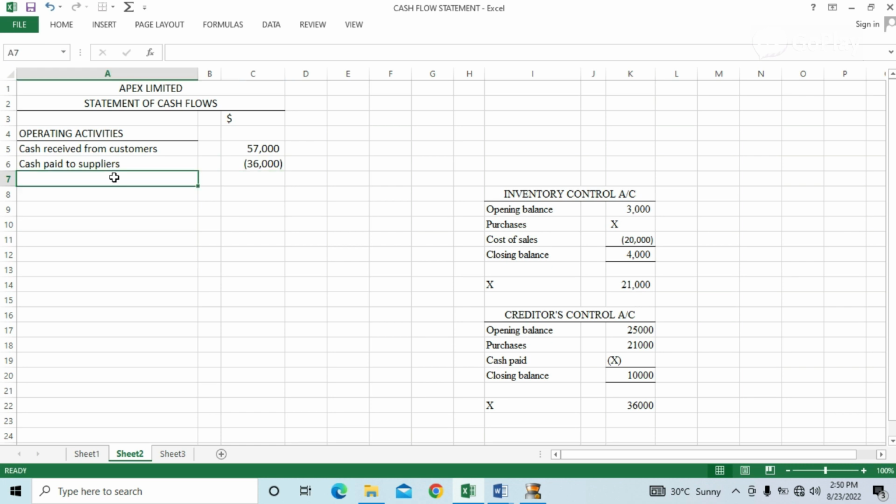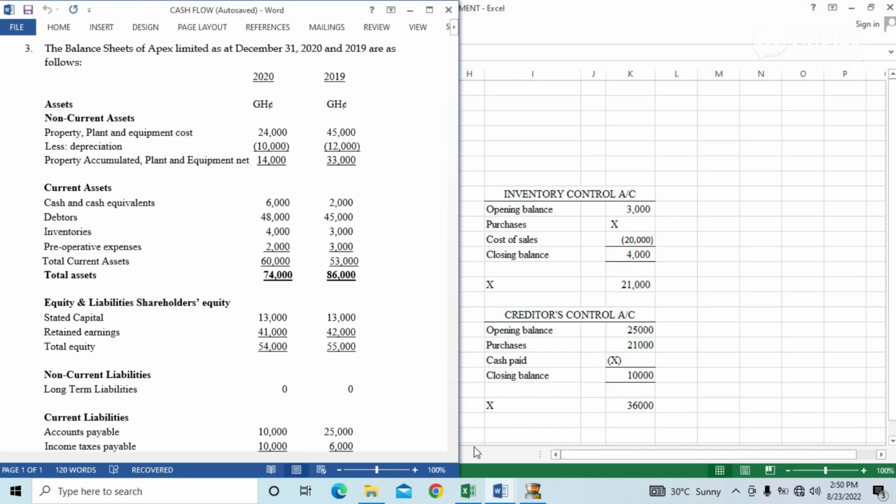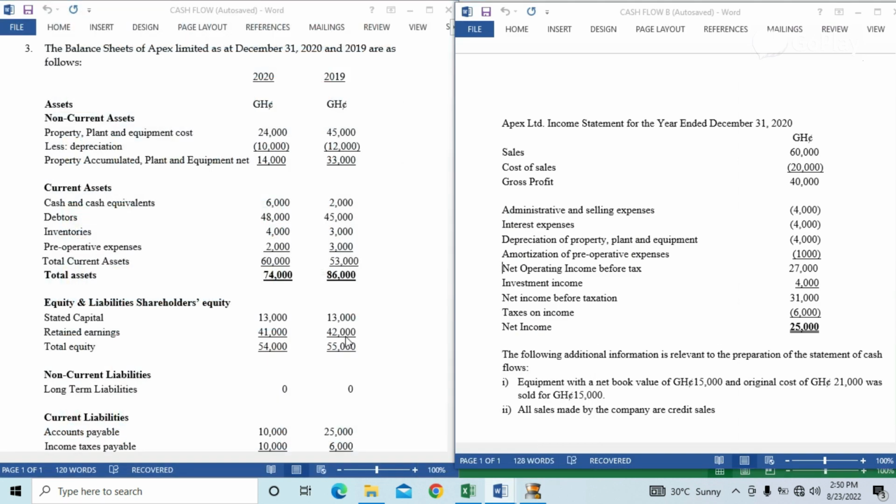So we move on to the next operating activity, which we will find either in the income statement or in the statement of financial position, which is the balance sheet. So the next item is pre-operating expenses. The pre-operating expenses comes after inventory. So at 2019 the figure was 3,000 and 2020 the figure was 2,000.